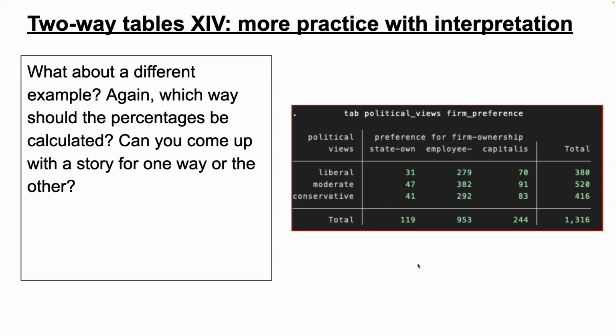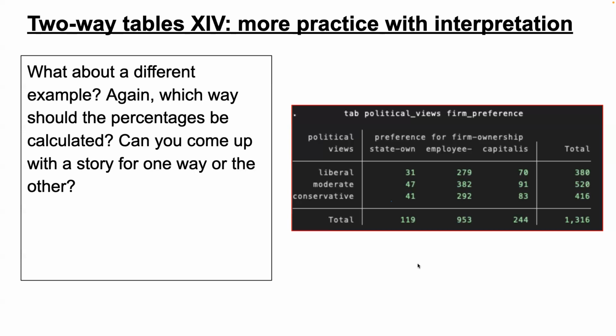Like, let's pick a concrete example. Let's say we want to figure out what to do with this cell here at 31. Should we divide it by 119 to share people who prefer state-owned enterprise, or should we divide it by 380, the number of liberals? Okay, great, totally fine. Good start. I think that's a reasonable kind of social theoretical claim. What about mathematically? Yeah, go for it.